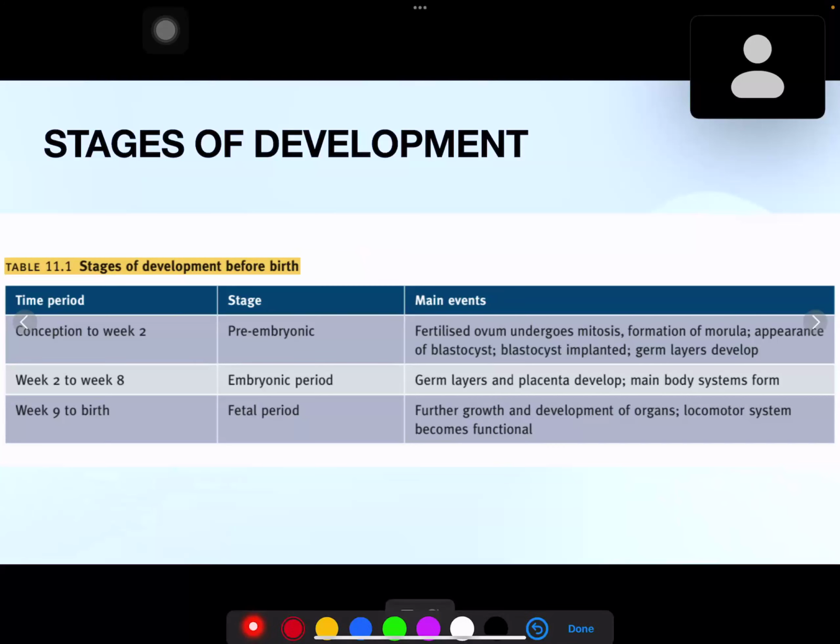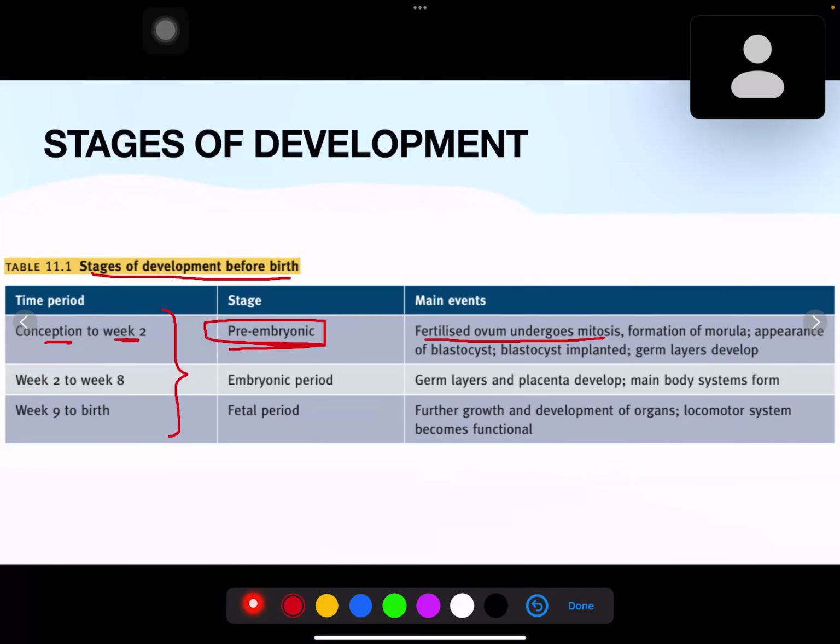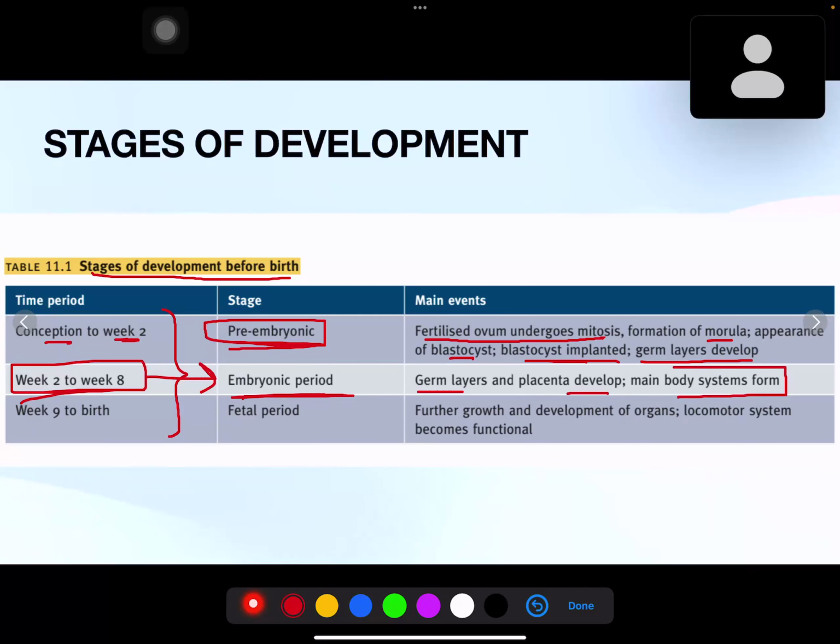Now it means the zygote has formed. It will undergo mitosis and go through the stages of development. These are the timelines at which each stage has its name. From conception to 2 weeks, we call it the pre-embryonic period. In this period, the fertilized ovum undergoes mitosis, forms the morula and blastocyst, implants, and the germ layers develop. From 2 weeks to 8 weeks is called the embryonic period, where the germ layers and placenta develop.